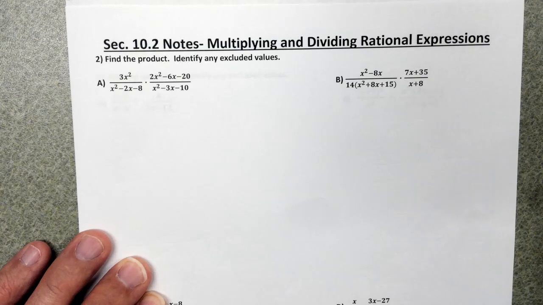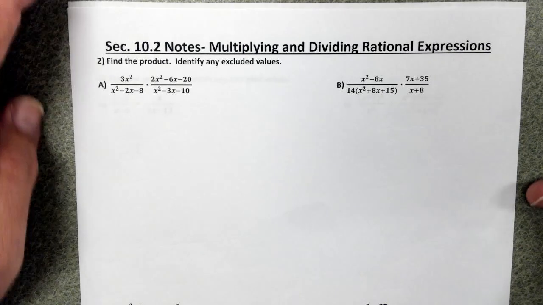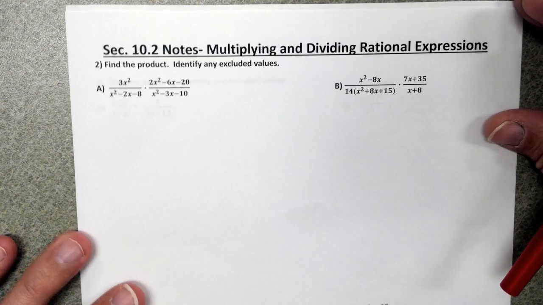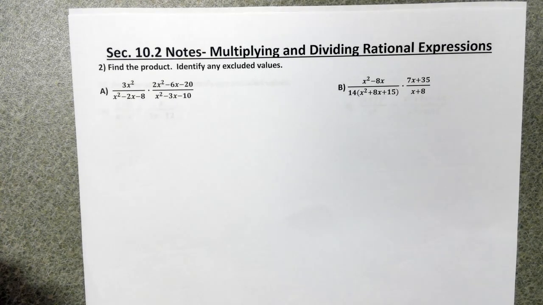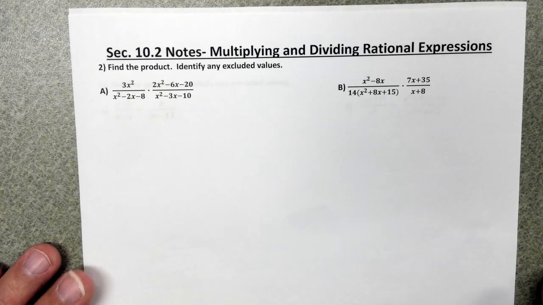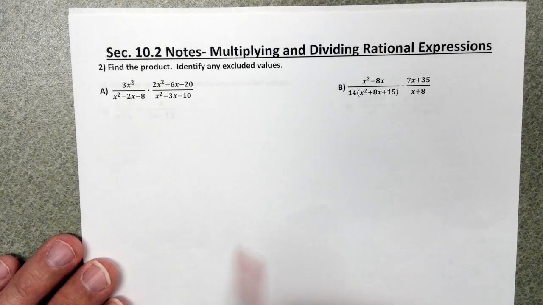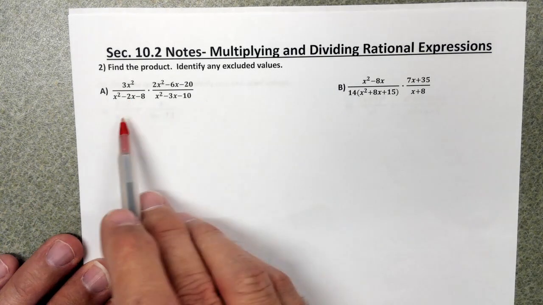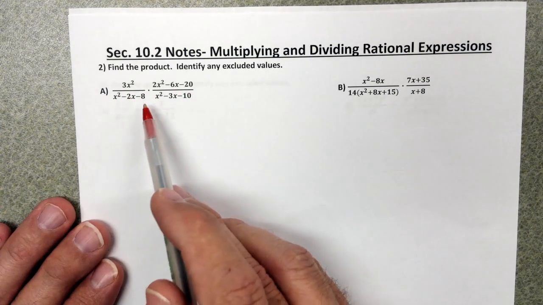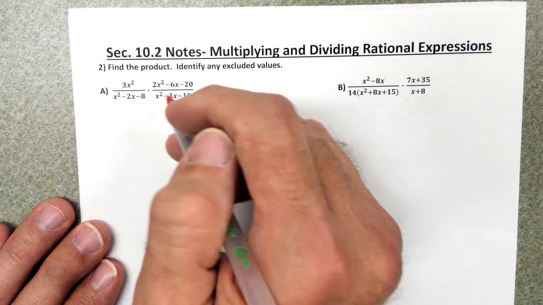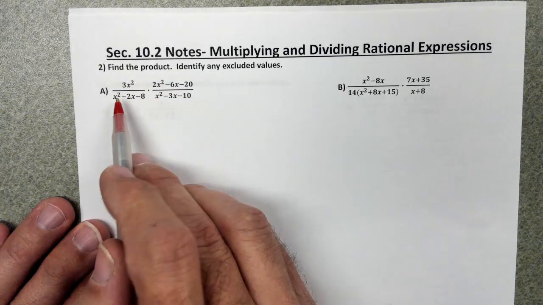We will now move on to actual multiplication of rational expressions. This is going to be very similar to the simplifying that we just did. There's just going to be a few more that we have to account for. When we're multiplying, our first step is going to be to factor each numerator and each denominator, if possible. Sometimes they won't factor, but we're going to factor them if possible.